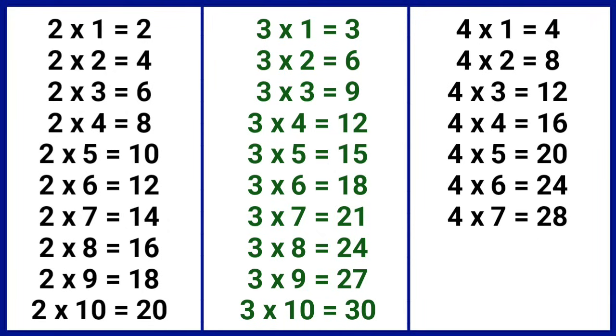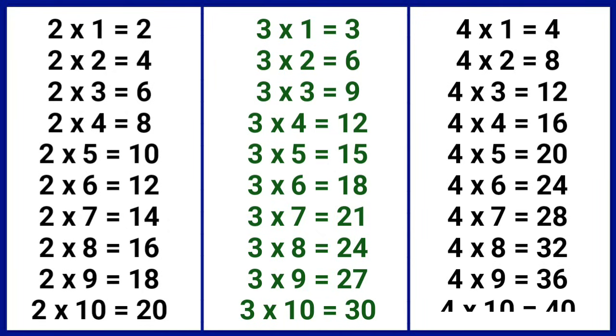4 sevens are 28. 4 eights are 32. 4 nines are 36. 4 tens are 40.